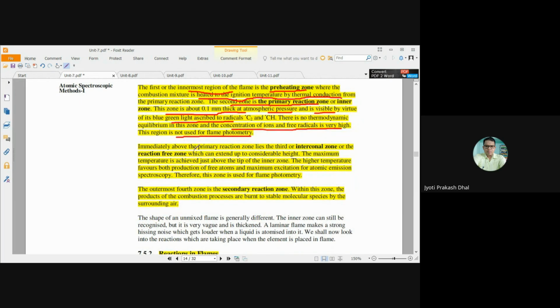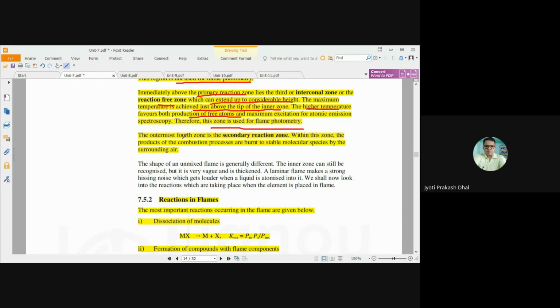And immediately above the primary reaction zone, that is the third or interconal zone, that is called the reaction-free zone, which can extend up to considerable height, and the maximum temperature is at just above the tip of the inner zone. The highest temperature favors the production of free atoms. So that means after desolvation, the production of free atoms will take place in this zone, and the maximum excitation of the atomic emission spectroscopy will take place here. Therefore, this zone is used for flame photometry.